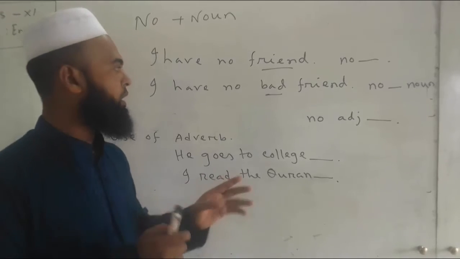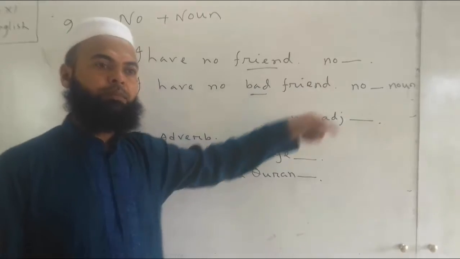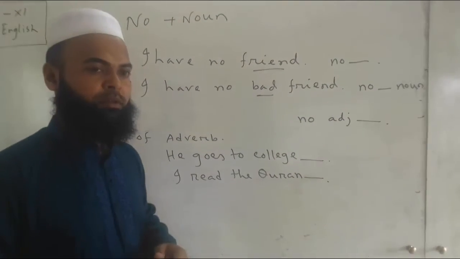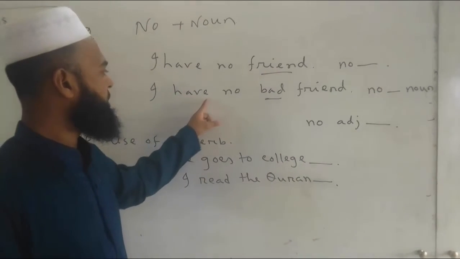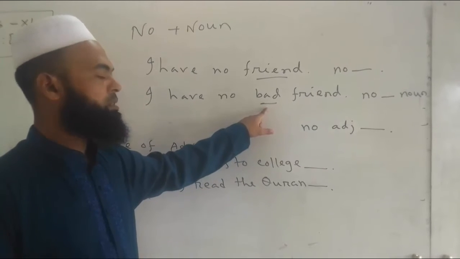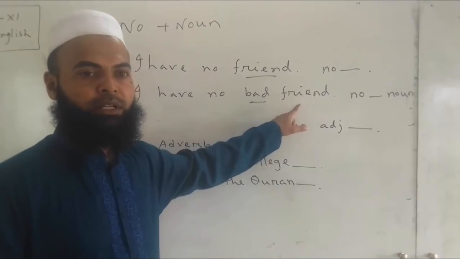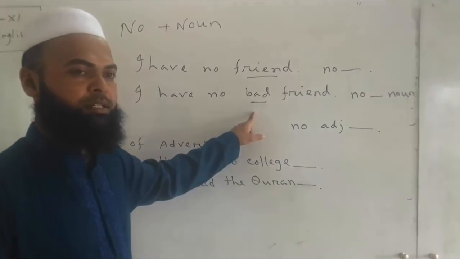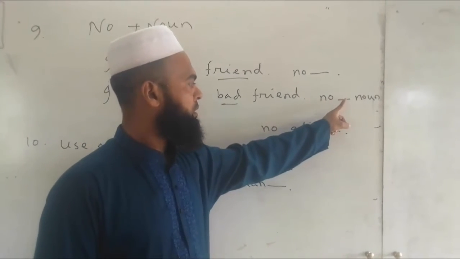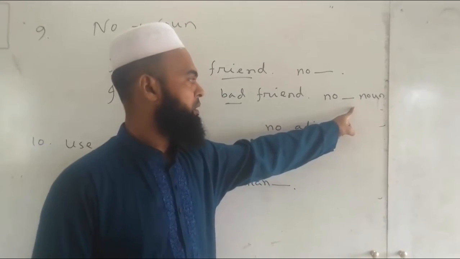For example, I have no bad friend. "Bad" is an adjective and it qualifies the noun friend. What type of friend? A bad friend. So bad is an adjective. So when you find "no," a gap, then a noun, you will write an adjective in the gap.